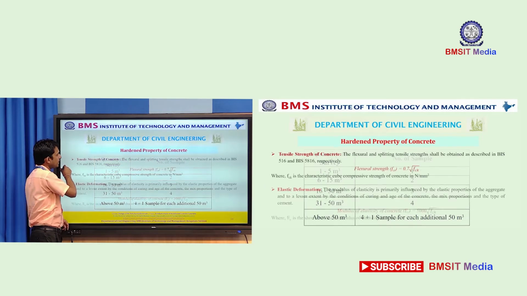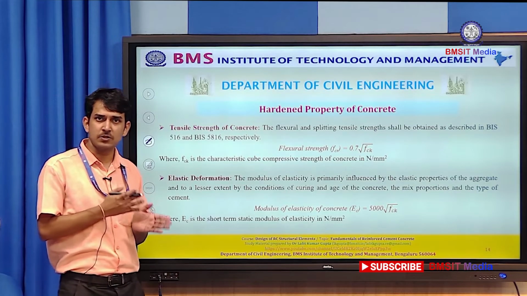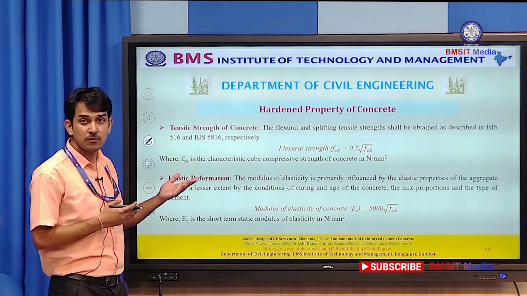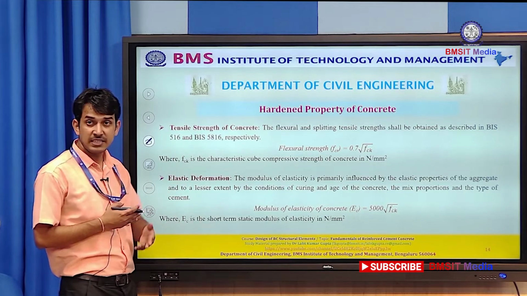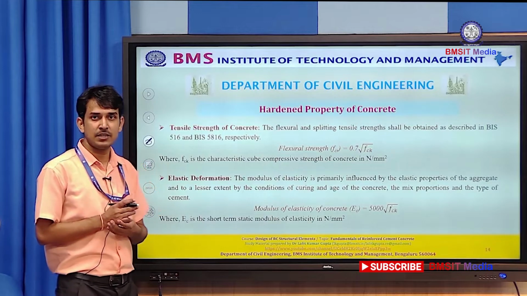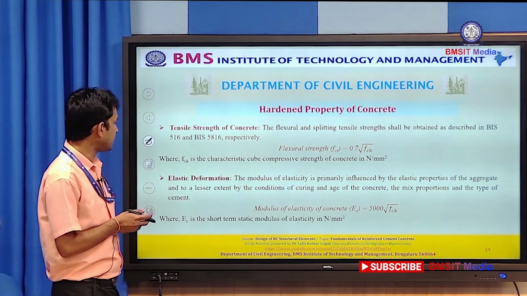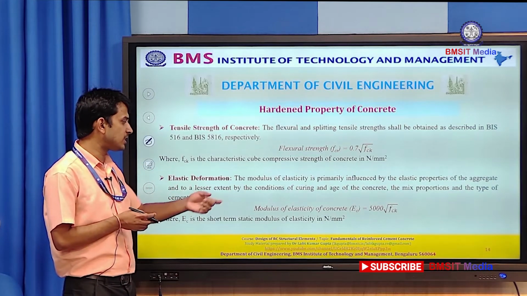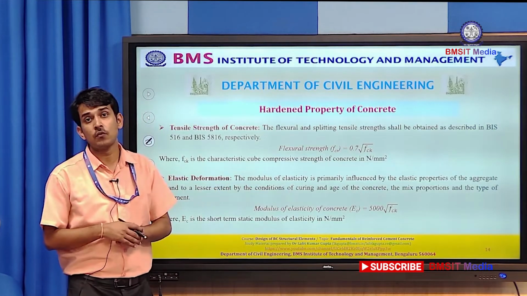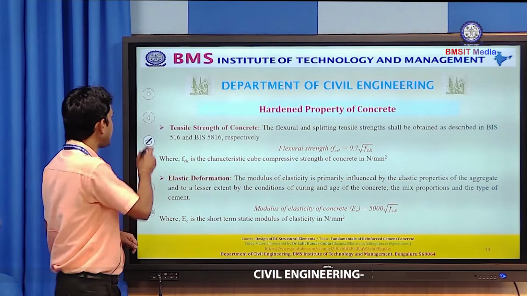After that, the hardened properties of concrete. Earlier we discussed the fresh properties, in which we talked about the slump and the compaction factor. For hardened properties, we have the tensile strength of the concrete, which as per IS 456 is 0.7 root fck. fck is the characteristic strength; we represent the characteristic strength of the concrete by fck. For elastic deformation, we have the modulus of elasticity, which is 5000 root fck. So this is how we can calculate these two hardened properties.